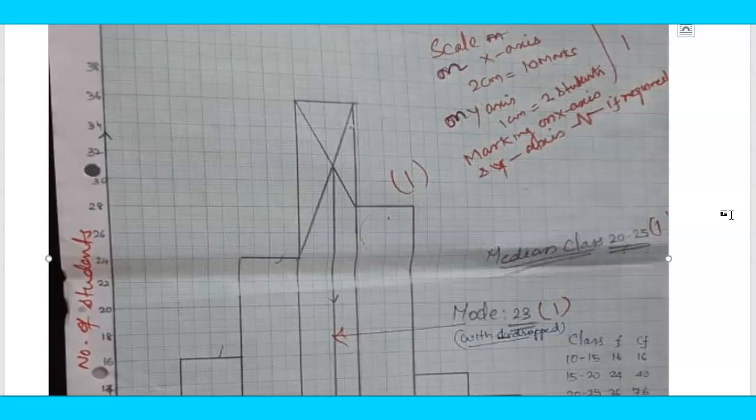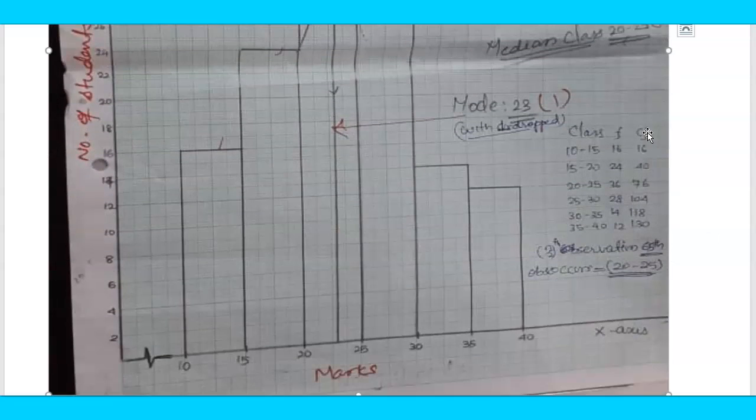The median class is 20 to 25. The median class is the class in which the n by 2th observation occurs. For that, you need the cumulative frequency. Once you make the cumulative frequency, the number of observations is 130. So 130 divided by 2 is 65. For the 65th observation, you see that the first 16 observations come here, then the 17th to 40th observations come in this class, and the 41st to 76th observations come in the next. So the 65th observation will come in this class, so 20 to 25 is the median class. Writing the median class, you will get 1 mark. If the median class is not written, you may lose the mark.